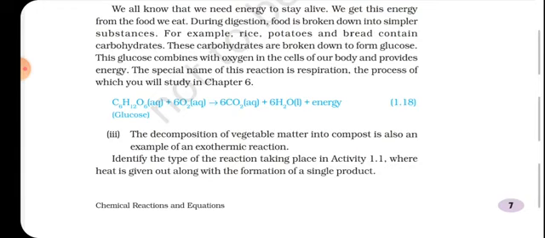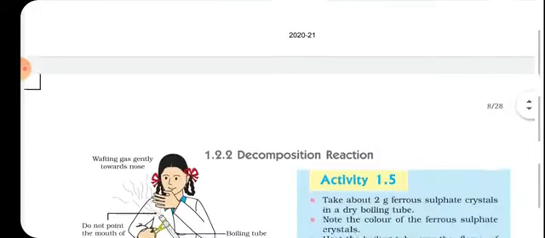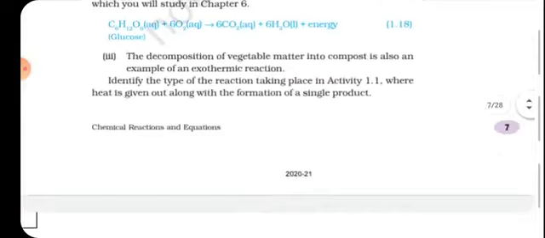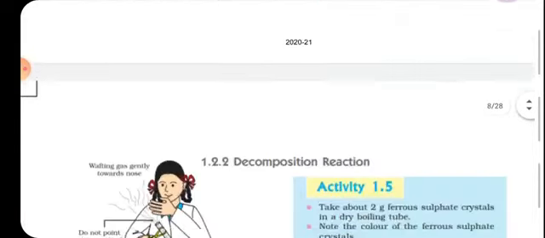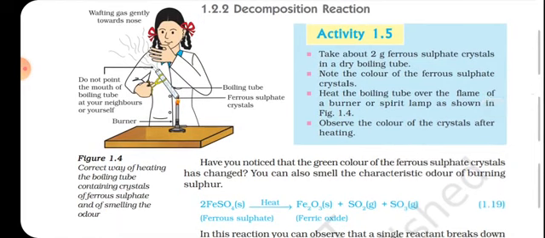The decomposition of vegetable matter into compost is also an example of an exothermic chemical reaction, where heat is given out along with the formation of a single product. I hope, students, now you are clear with the combination reactions. Let us move on to the next topic, that is decomposition reactions.